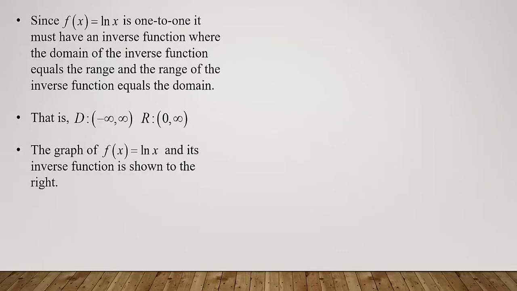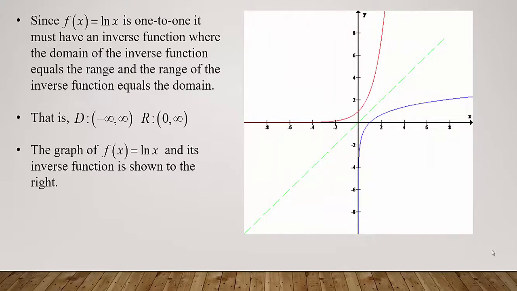The graph of f of x equals ln x and its inverse function is shown over here to the right. The blue graph is natural log x. And I put in the green dashed line, that's y equals x, because remember, the graph of a function and its inverse function will be symmetric about the line y equals x. So the red graph is the graph of the inverse function of natural log x.